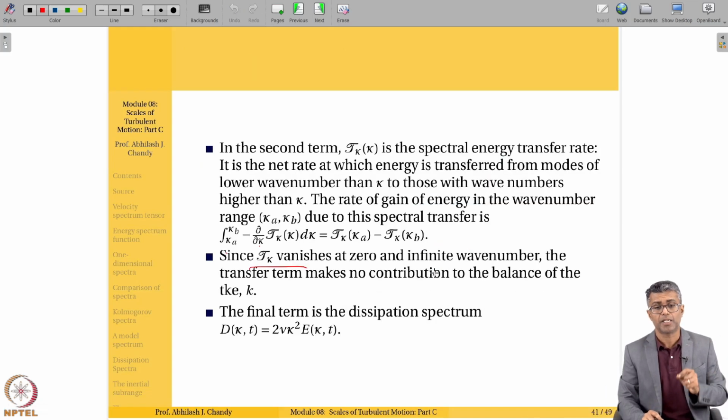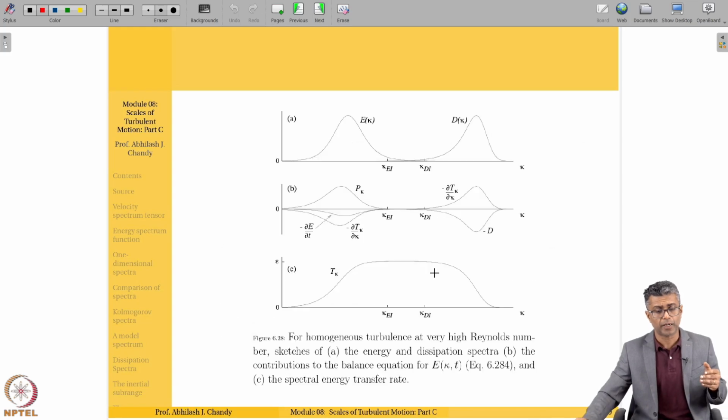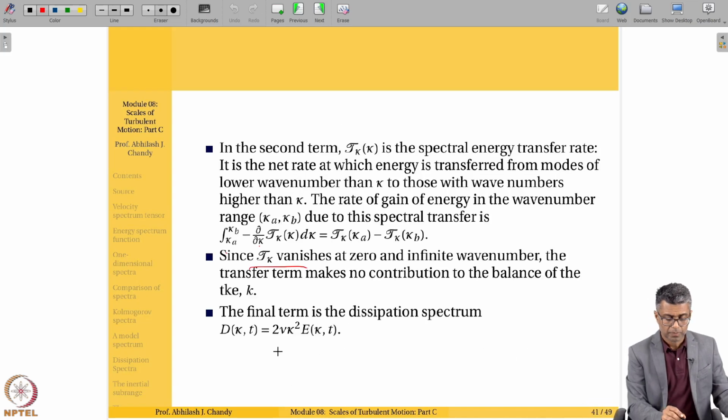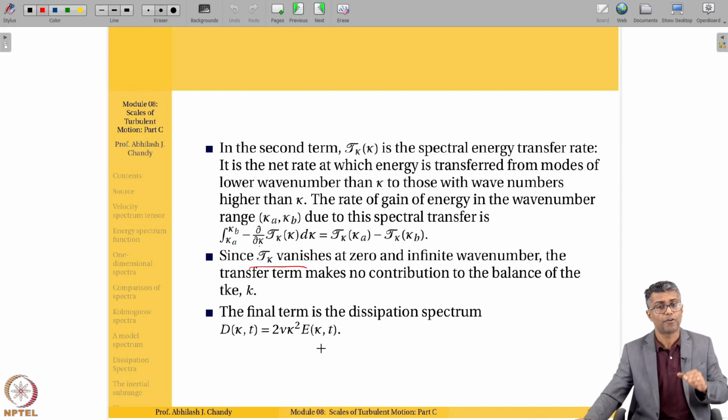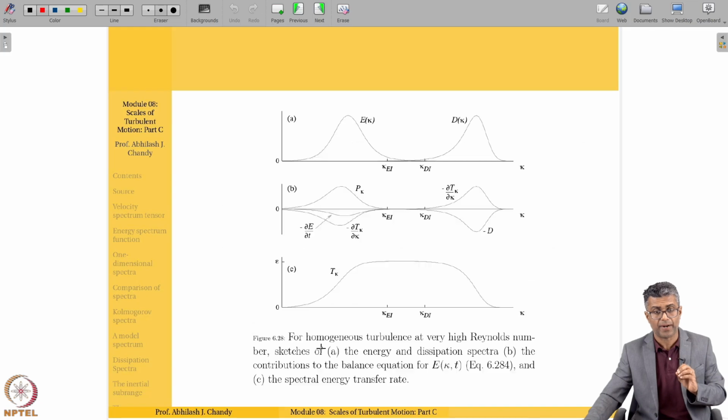The final term is the dissipation spectrum. We have already looked at the dissipation spectrum. Now here, D of kappa t is 2 nu kappa squared E of kappa t. It is this dissipation spectrum which we earlier plotted and looked at how the behavior is. Fine. So that's that, right?